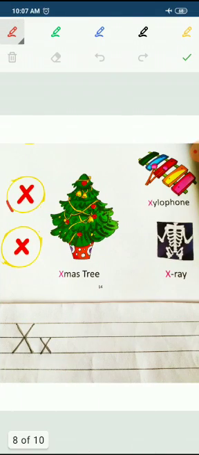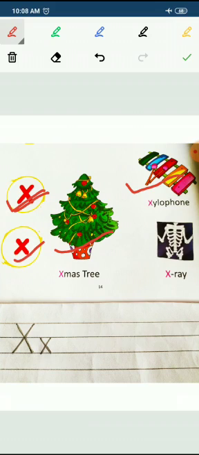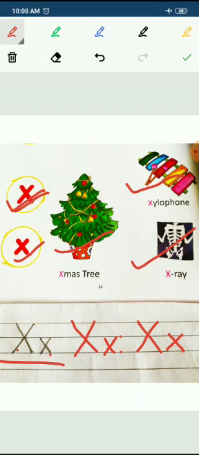Next letter is X. This is capital X and this is small x. This is a picture of an Xmas tree, this is xylophone and this is X-ray. So I write here both letters, capital and small x. I write first of all capital X in the upper three lines like that. Then after, small x in the middle two lines. I write once again. This is capital X and this is small x. Small x comes in the middle two lines.